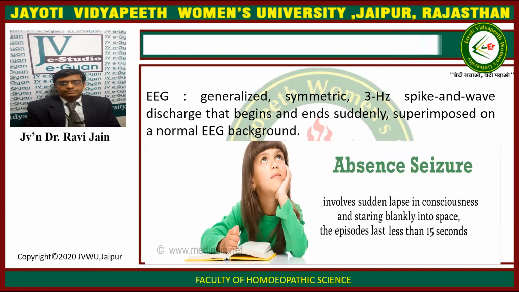The EEG shows a generalized, symmetric 3 Hz spike-and-wave discharge that begins and ends suddenly, superimposed on a normal background EEG pattern. So during the active phase, there is a 3 Hz spike-and-wave, and at other times there is a normal EEG pattern. The absent seizure involves a sudden lapse in consciousness and staring blankly into space.